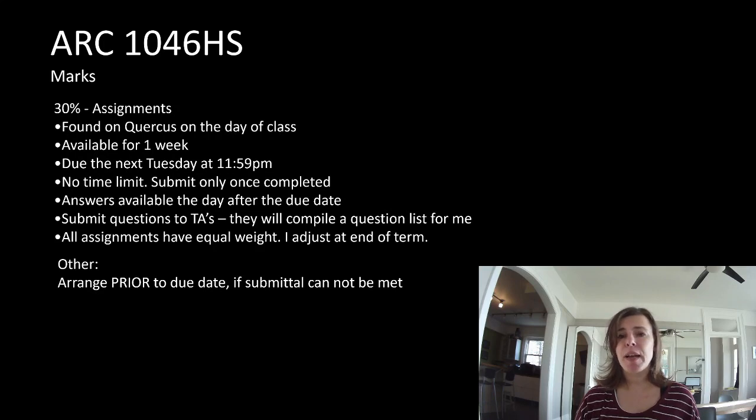Submittal is 11:59 p.m. on the next Tuesday. The next day, sometime during the day, I will post the answers. I used to have a tutorial where the TAs would do the answers on the board, and I didn't provide an answer sheet. You had to show up for the tutorial and write down the answers if you got it wrong. So you could look, and if you got the answers right, fantastic.